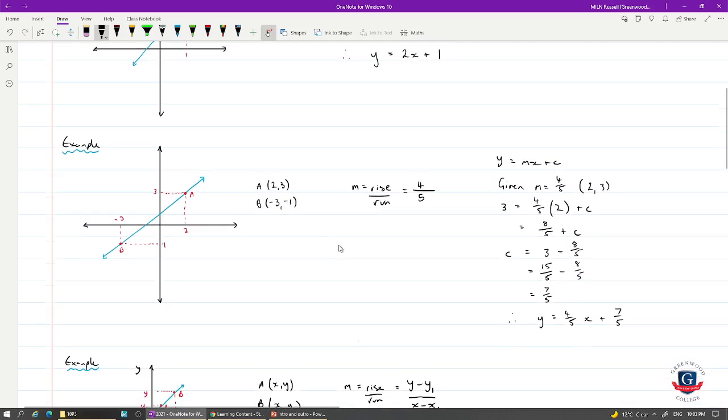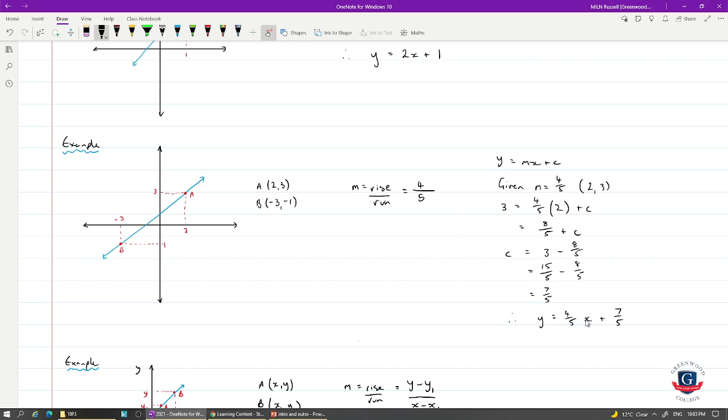Okay, case number 2. We have 2 points A and B. This time point A is (2, 3), and point B is (-3, -1). Similar to what we did before, we can establish the gradient. The rise goes from -1 to 3, so there's 4 altogether. The run, the horizontal distance between B and A, goes from -3 to 2, so 3 on this side, 2 on that side, 5 total. Our gradient is 4/5.